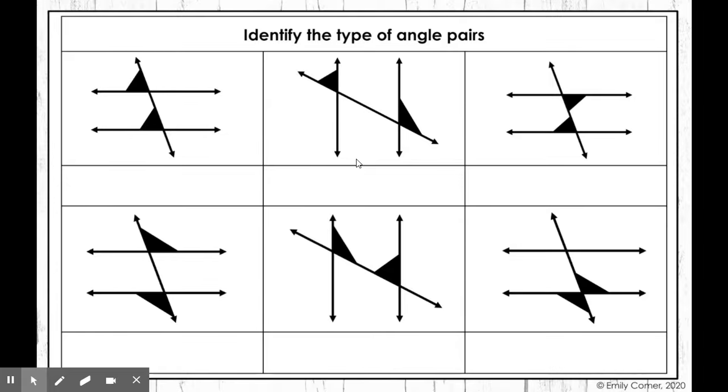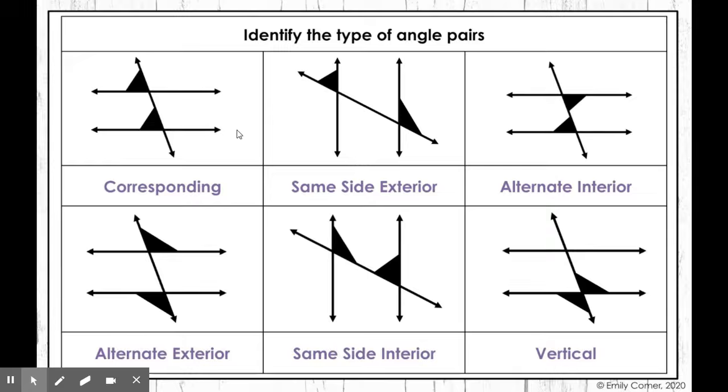Okay, let's take a look at the answers. We have corresponding angles here. This one is to the left of the transversal and above the parallel. This one's to the left of the transversal and above the parallel, corresponding. Next, we have same side exterior. They are not congruent to one another, but they are supplementary. Here are our parallel lines. They are on the outside of them, but they are both above the transversal. Same side exterior.